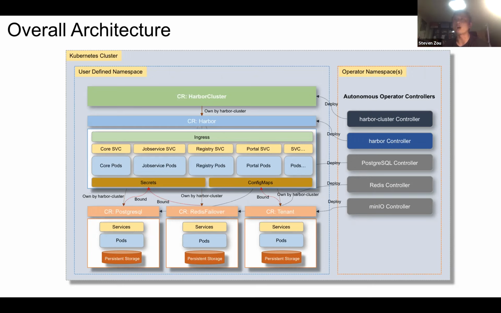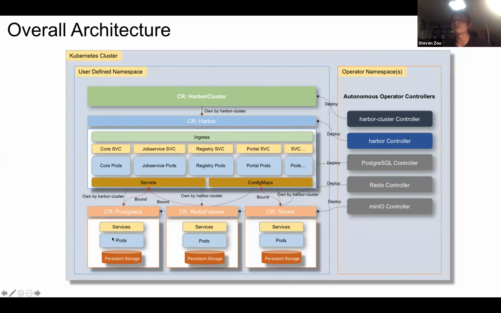for running the Harbor registry, including the Harbor component services as well as the dependent services. So the Harbor cluster custom resource will own the Harbor custom resource as well as the PostgreSQL, the Redis, and the storage. This storage is covered by the MinIO.